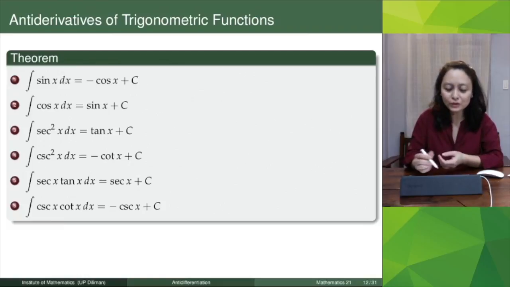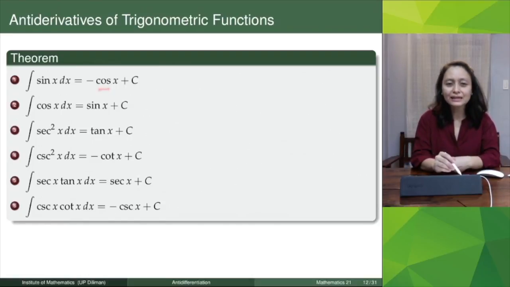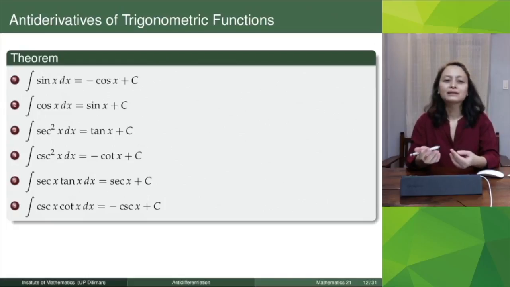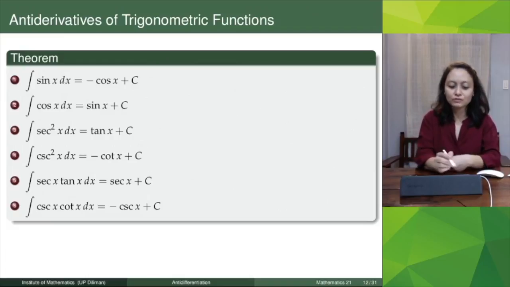Kasi paano nakuha itong mga antiderivatives na to? Binaliktad lang natin. Alam niyo yung derivative ng cosine ay negative sine. Ang derivative ng sine ay cosine. So, ganun lang. We're given the derivative. Alalahanin niyo kung saan galing, kung anong function yung magbibigay ng ganung derivative. Okay, sige. So, be familiar.